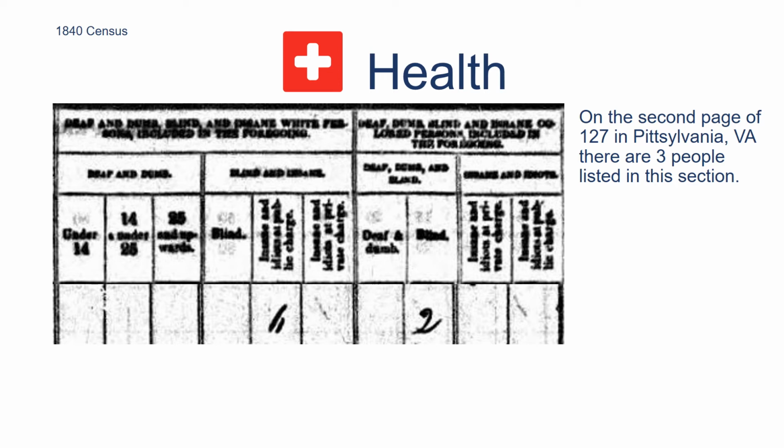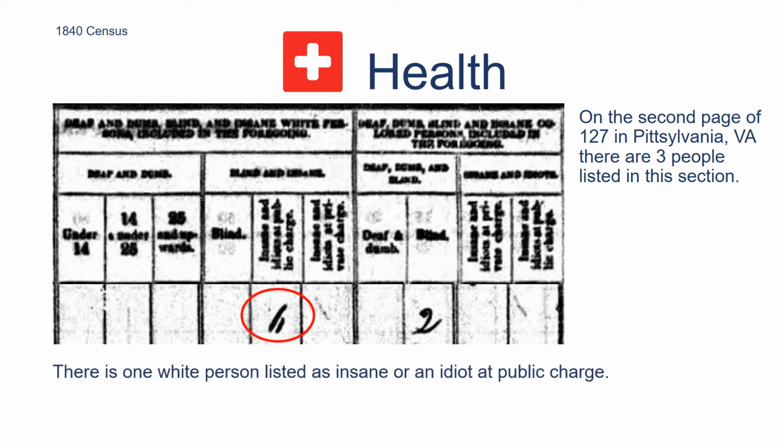On the second page of 127 in Pennsylvania, Virginia, there are 3 people listed in this section. There is 1 white person listed as insane or an idiot at public charge. There are 2 colored persons listed as blind.